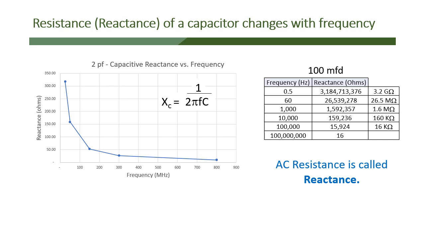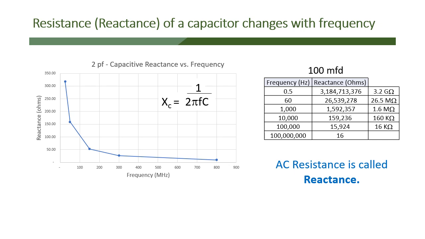So the formula, which again you're not going to have to worry about, X of C, which is capacitor reactance, equals 1 over 2 pi, which is 6.28, that's a constant, times the frequency in hertz times the capacitance in farads. As you can see, the reactance on the vertical axis is going from 0 to 350 ohms, and on the horizontal axis it's going from 0 to 900 megahertz.